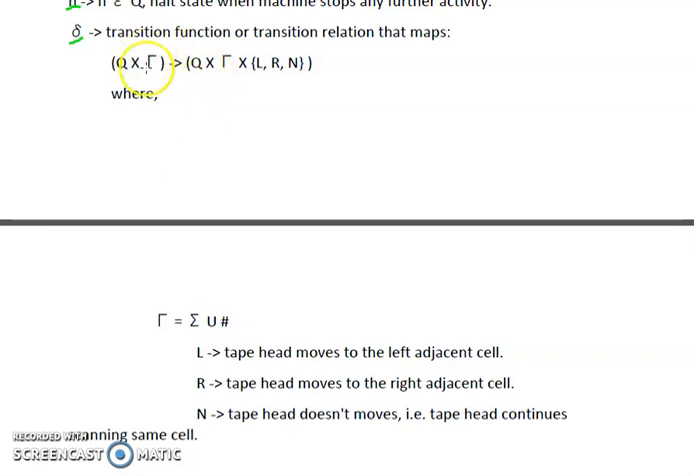And the symbol on the tape will be replaced by the new symbol that is provided by the set gamma itself. And then we will decide what the direction of movement of our head will be. So the head will move in the left direction if we choose L. It moves in the right direction if we choose R, and it will not move in any direction and remains on the same cell of the tape if we choose N from this particular set.